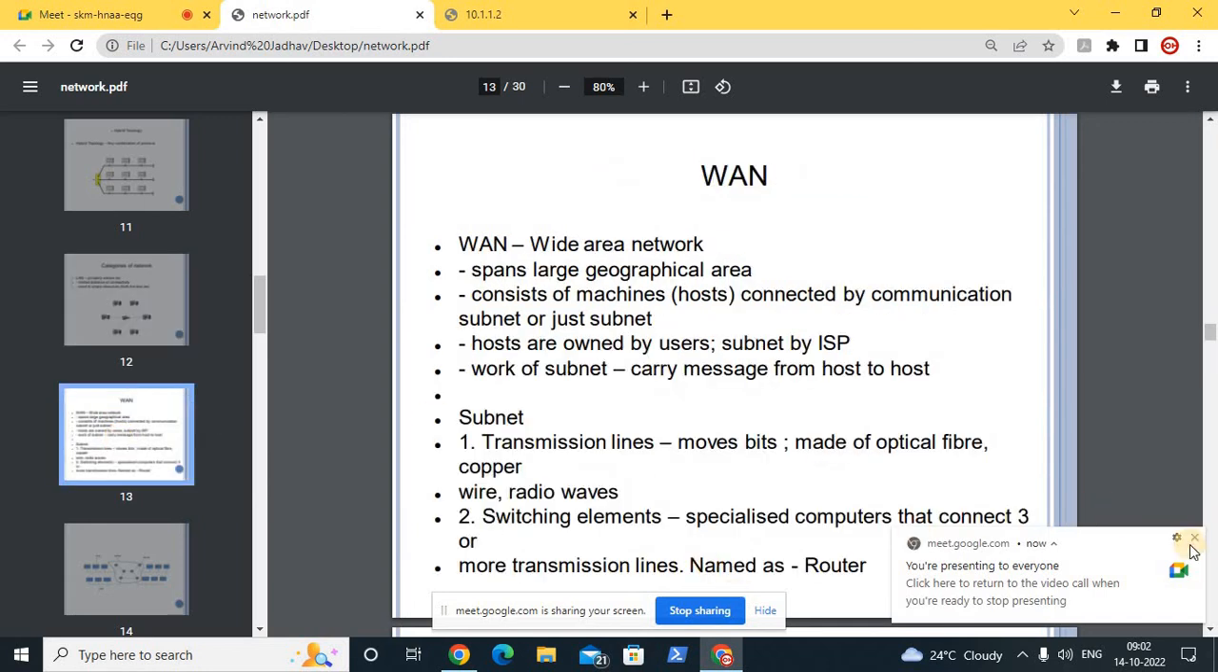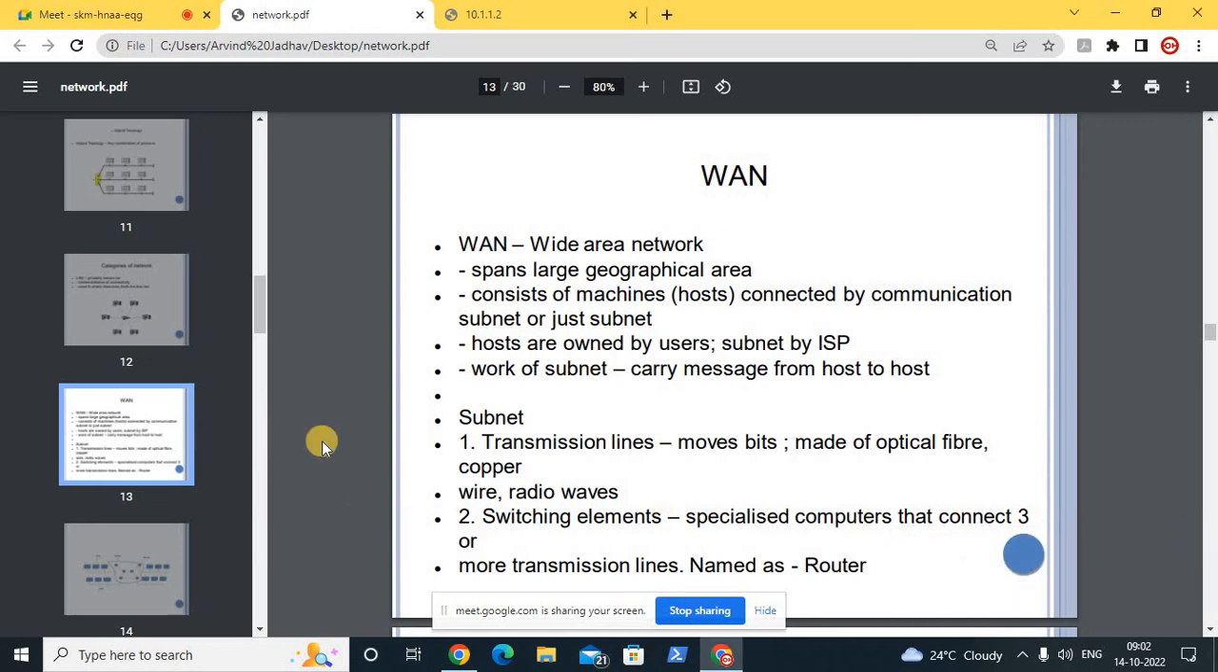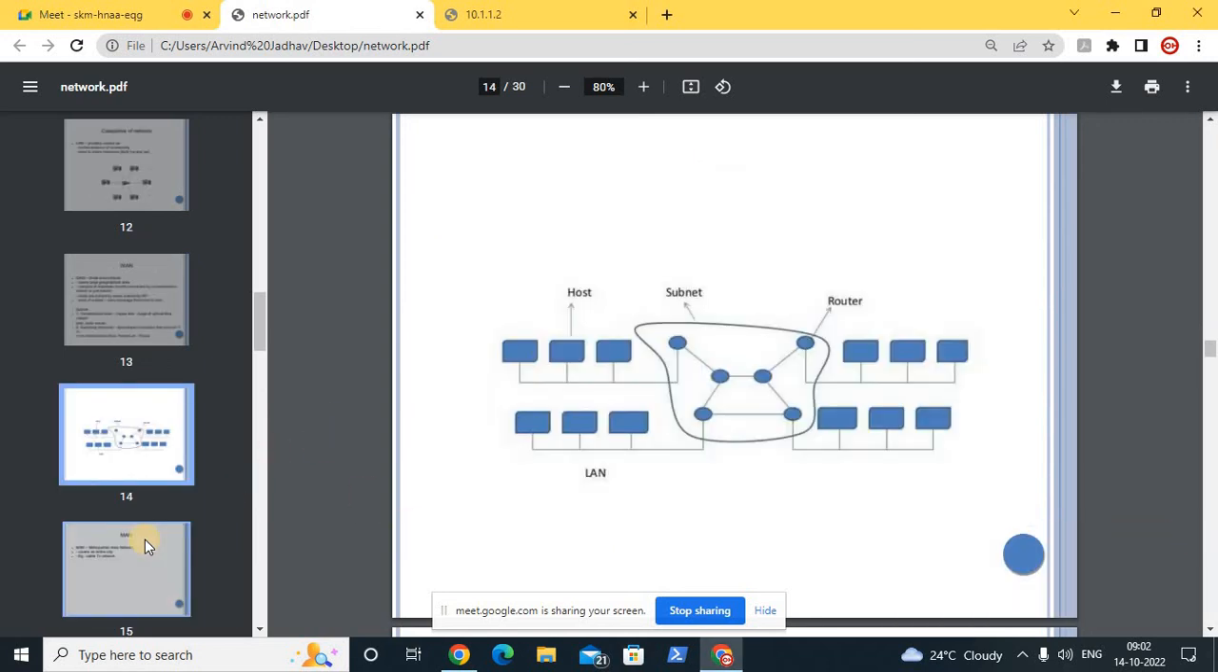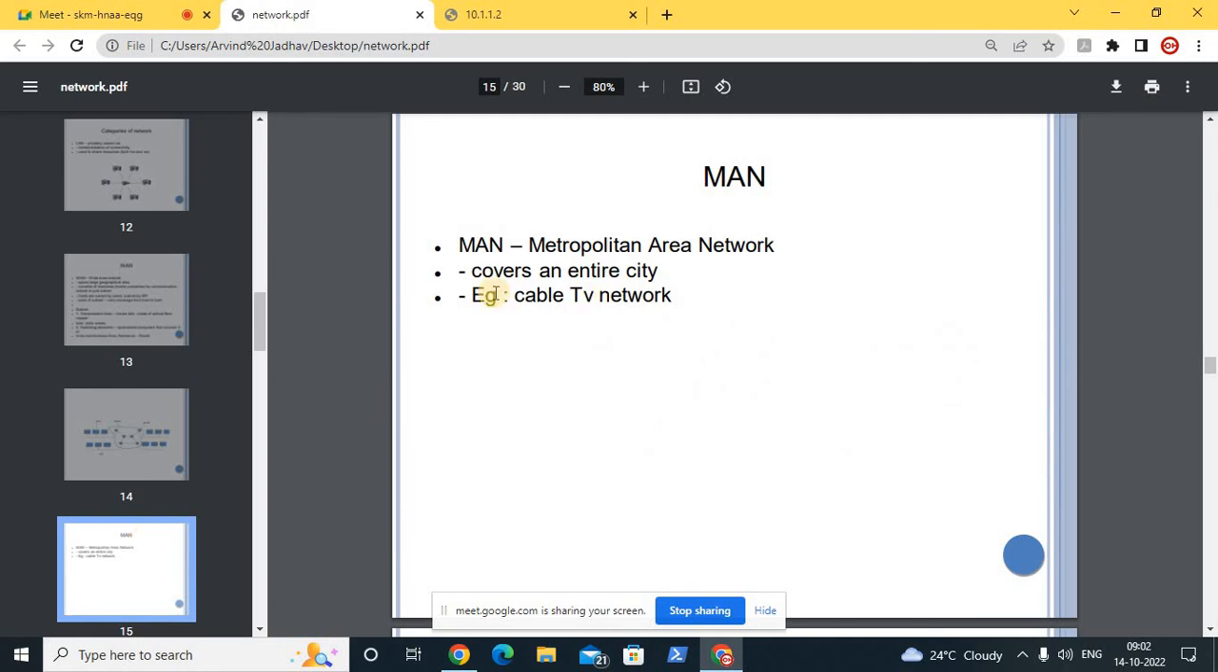next one is a WAN. Okay, or we can say that way is a WAN. Okay, so second one is a metropolitan area network. Okay, so in that it covers the entire city. It covers the entire city.